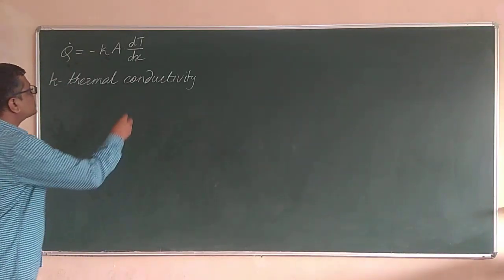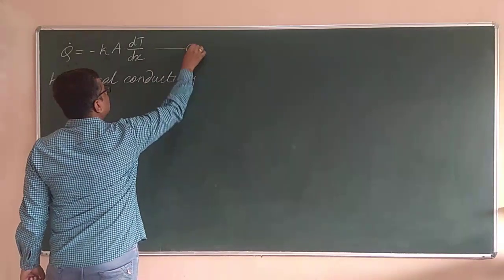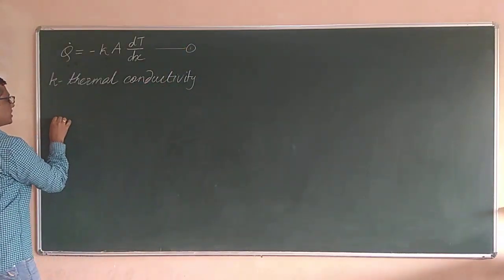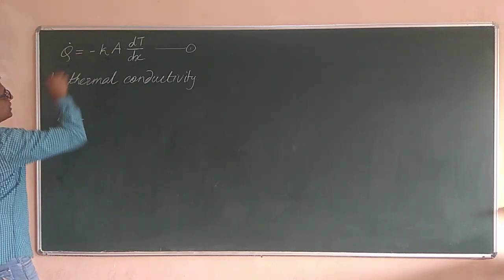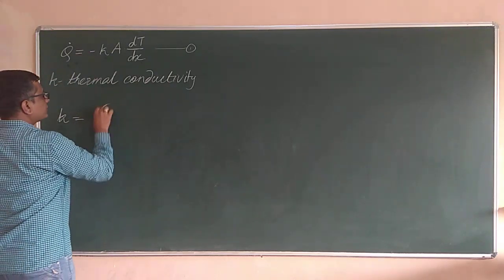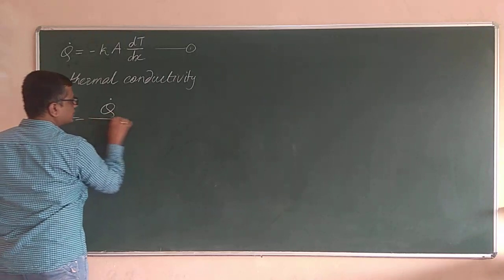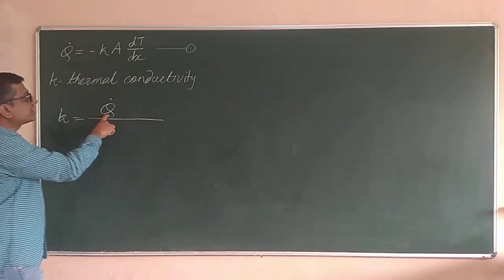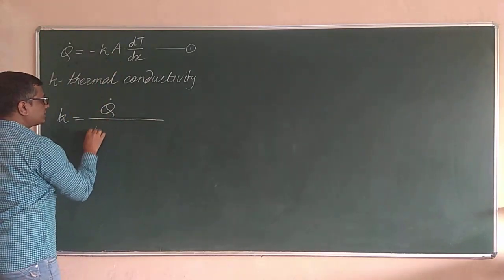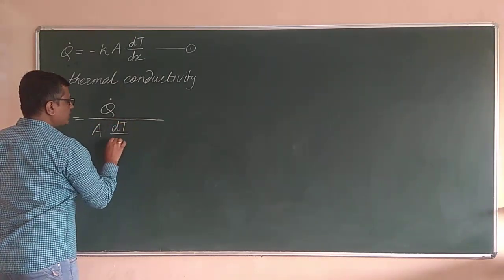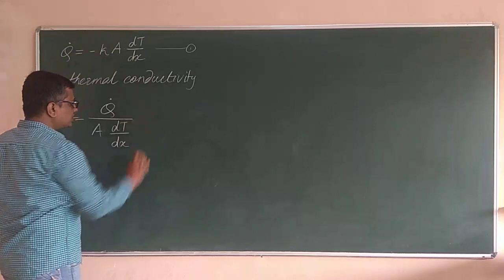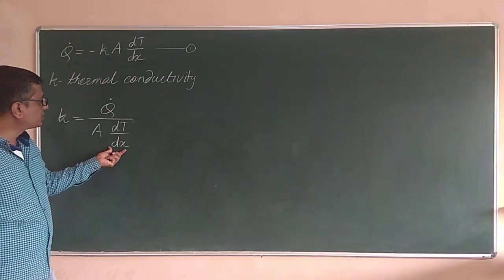Now from this equation, say this is equation number 1, I can write the equation for the thermal conductivity. Thermal conductivity k is equal to, if I neglect the negative sign, Q dot, the rate of heat transfer, divided by the area normal to the direction of heat flow, times dT by dx. Remember that dT by dx is the temperature gradient in the direction of heat flow.